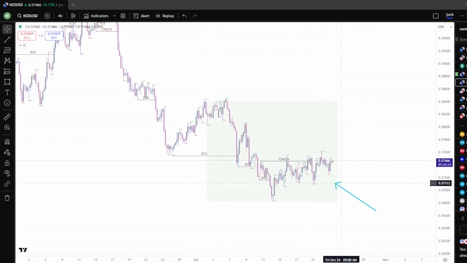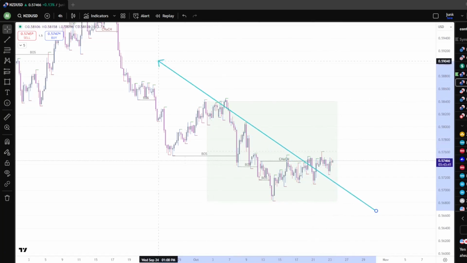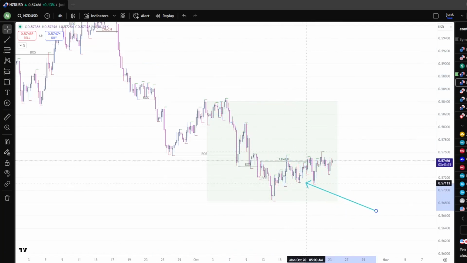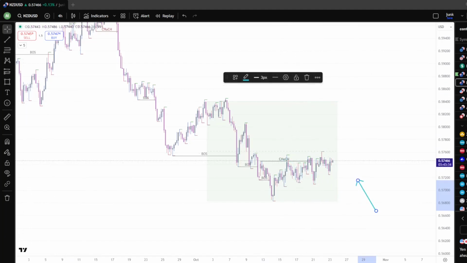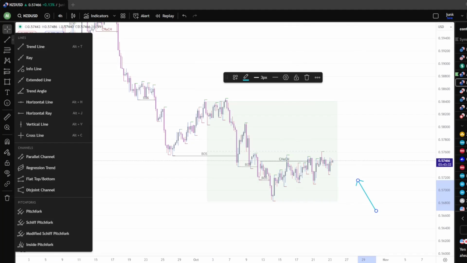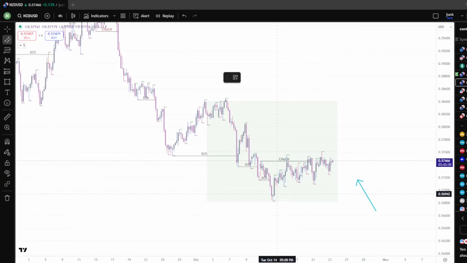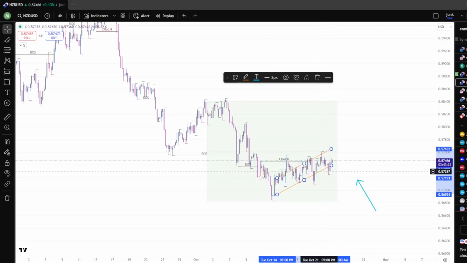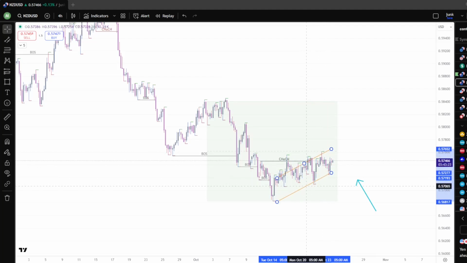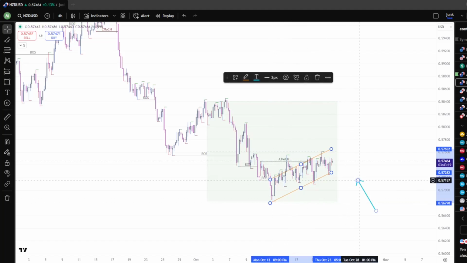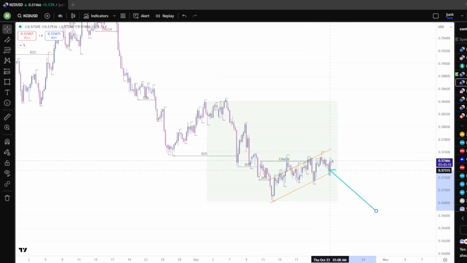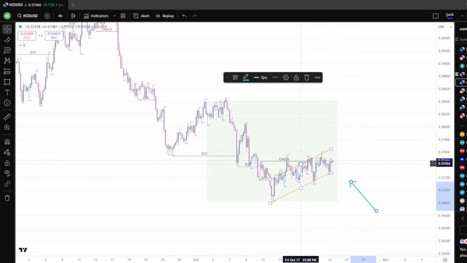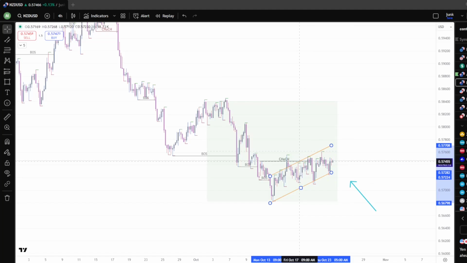Of course, making lower highs from the previous highs and lower lows. Of course, this is also consolidating in an ascending channel since yesterday. I mean, this was yesterday's sort of ascending channel, but these lows are extending, kind of broke out, and then it always breaks out. It doesn't break out, but it touches that lower trend line of the channel.